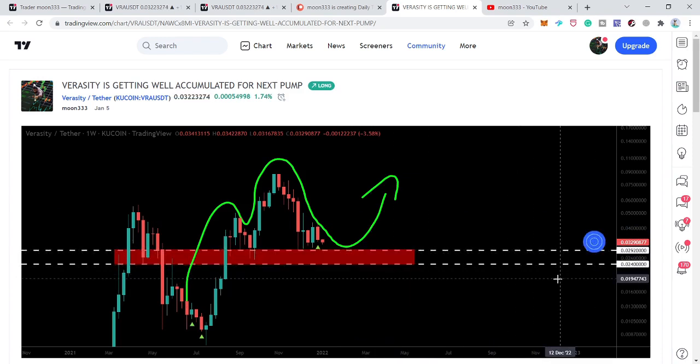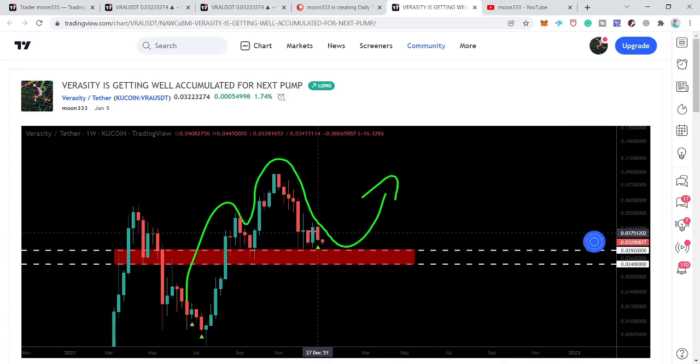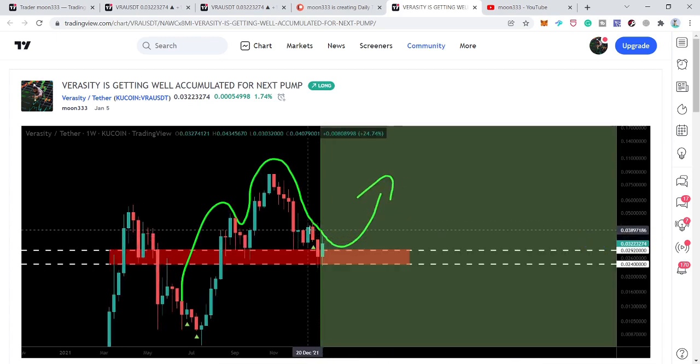Now, after playing the chart, we can see that the price line, I was expecting that it will test it, and now you can see it has tested this level, and now it is likely to move up from here. Right now, it is moving at 3.22 cents.